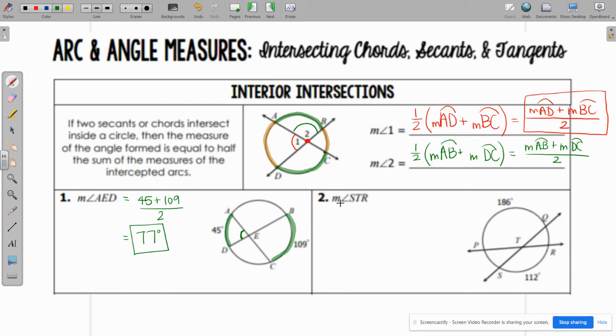In number 2, the measure of angle STR is this angle here. So I can see the corresponding arcs that are intercepted. So the measure of angle STR is equivalent to the sum of those two arcs divided by 2. So 112 plus 186 divided by 2. 112 plus 186 is 298. Divided by 2 is 149 degrees.